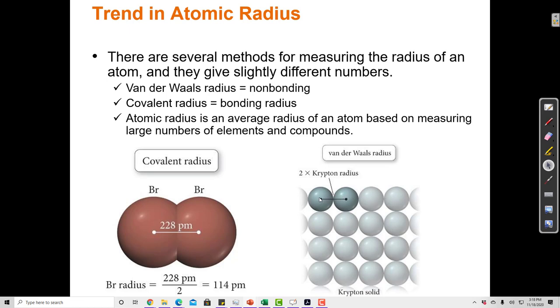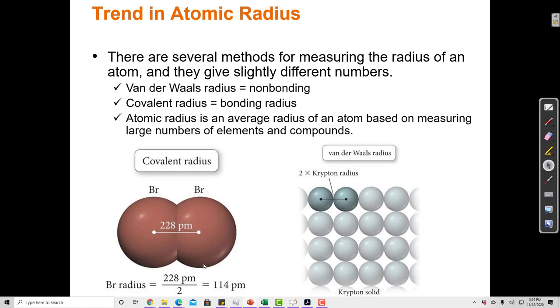So in a solid, if I can measure the distance from the center of one atom to the center of another atom, then taking half of that distance, we could assume, is the radius of the atom. There's one radius right here, and here's one radius right here. So that's one way of calculating the radius of an atom.